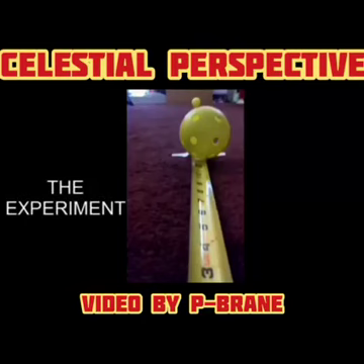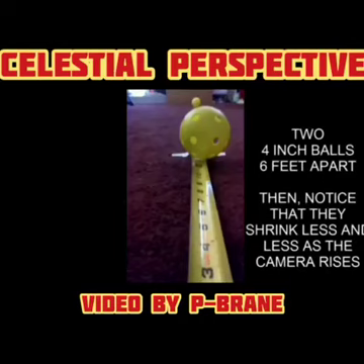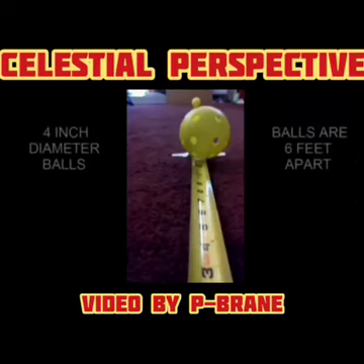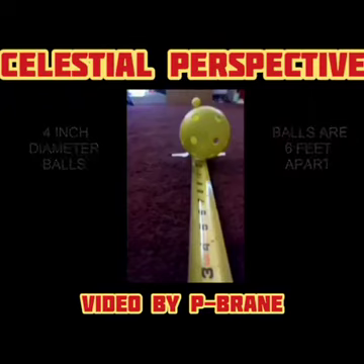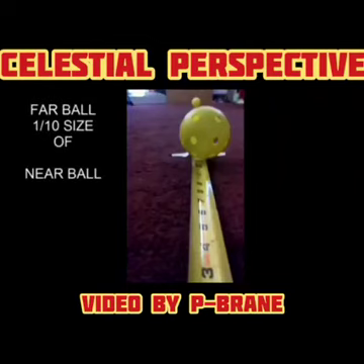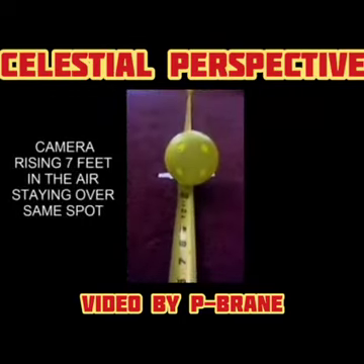Let's go. Okay, here's a little experiment I did. I have two 4-inch diameter wiffle balls, and I put them on the ground, and I have a tape measure and everything. The two balls are 6 feet apart, and the camera is a foot behind the near ball. So that makes the far ball 7 feet from the camera. Now you can see the far ball is about 1/10 the diameter of the near ball, and this would be your z-axis. Anything going away on your eye line, a line out from your eye in any direction, is your z-axis, and it will shrink a lot.